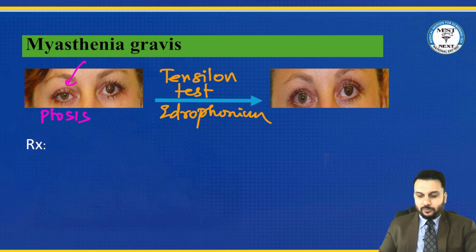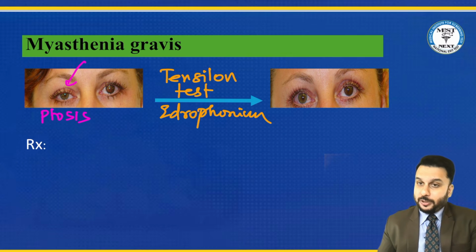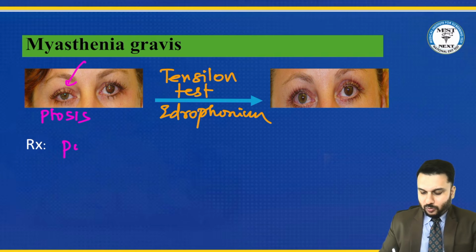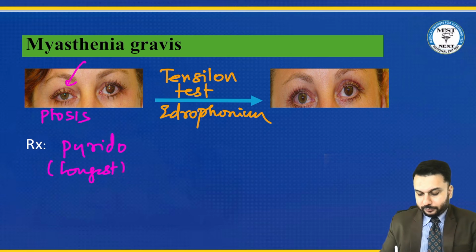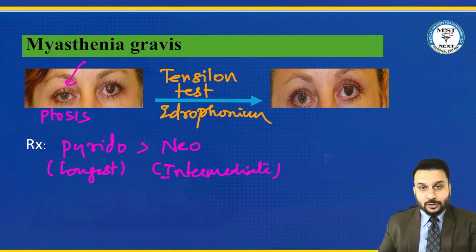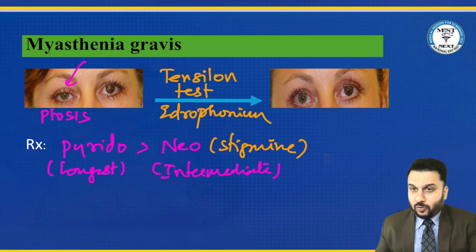Now, next is what is the treatment? Obviously, edrophonium is a short-acting drug used as a tester during diagnosis. Treatment has to be a long-acting drug. And for the treatment, what we end up giving is a drug called pyridostigmine, which is the longest-acting drug in this topic. Or there's an intermediate-acting drug called neostigmine. Intermediate meaning it's not that long. Stigmines is the name of the class here. This is given for the treatment of the disease called myasthenia.